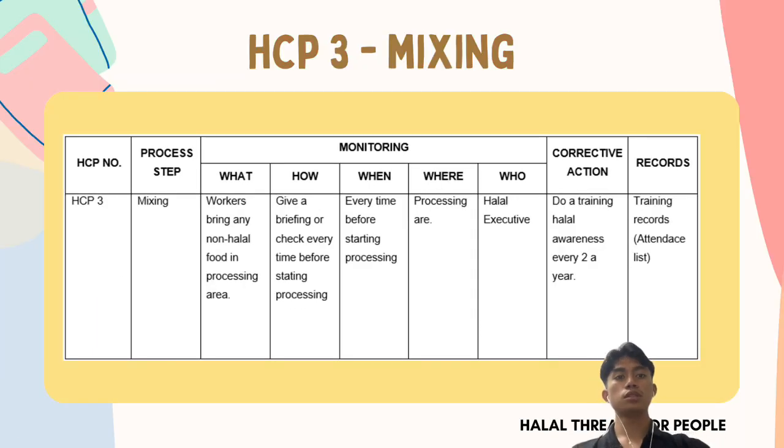Move to HCP3, which is mixing, halal threats for people. The issue is workers bring non-halal food into the processing area. How: giving a briefing or checking every time before starting the process. When: every time before starting processing. Where: processing area. Who will monitor this issue is the halal executive. The corrective action, we need to do halal awareness training every 2 years. The record: training record, attendance list.